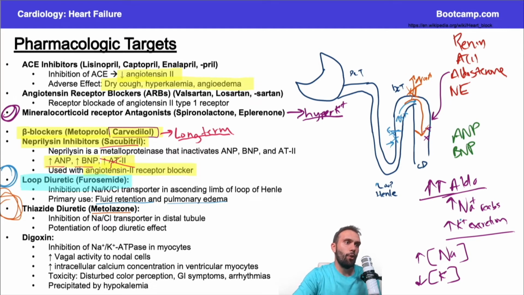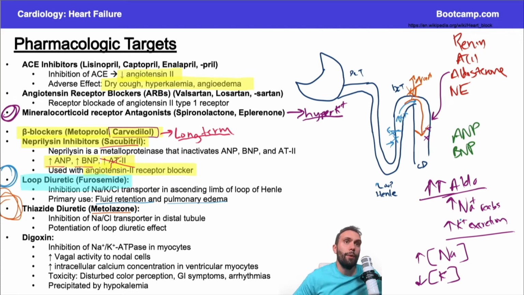So that's what metolazone does. If you give metolazone with furosemide, now you're potentiating the diuretic effect. You're making it even stronger. So they get more sodium excreted out in the urine, which means there's more water. There's more diuresis going out in the urine, which is great if somebody's completely fluid overloaded.